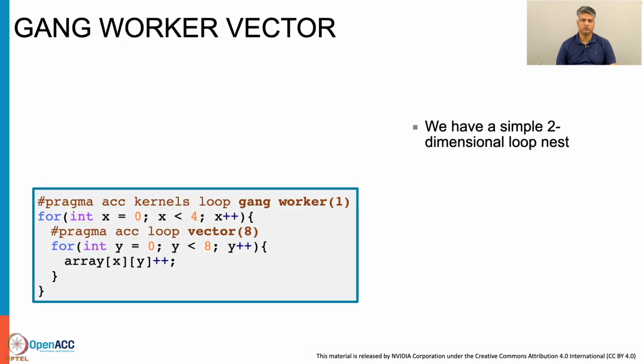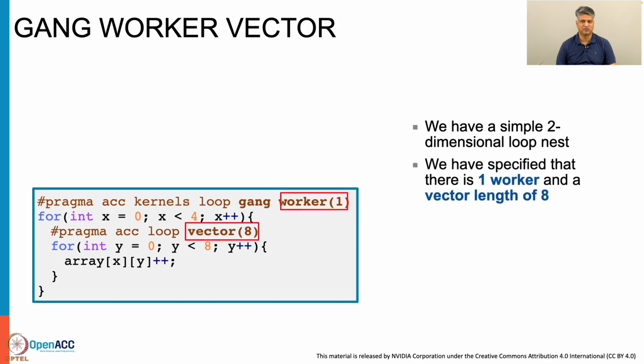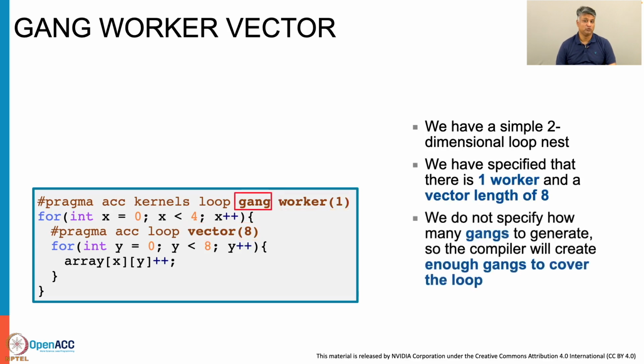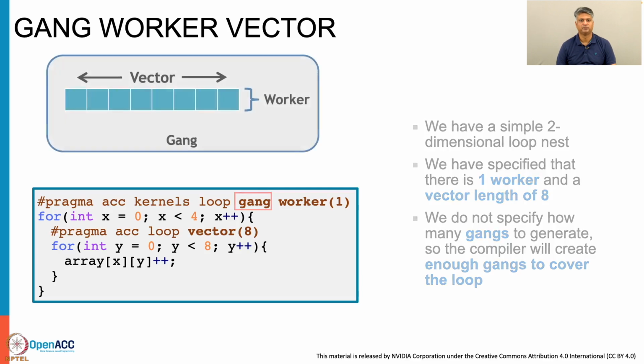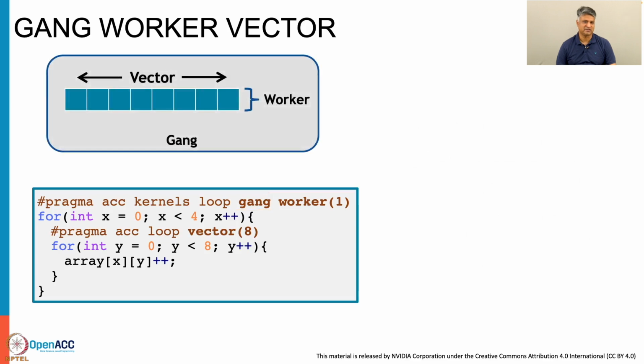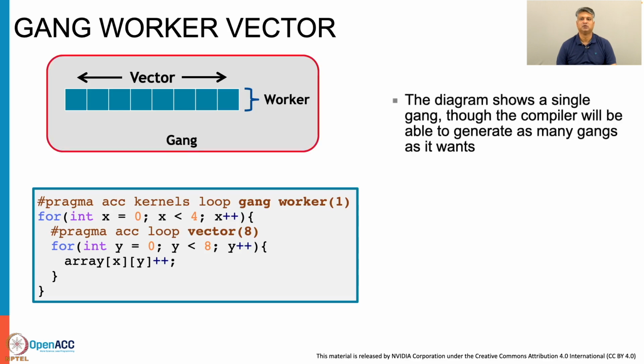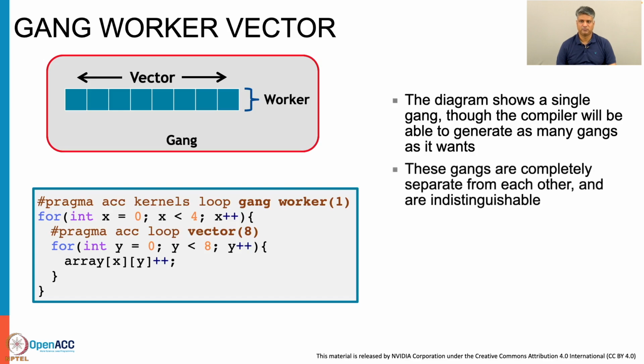So here we have a simple 2-dimensional loop nest. We have specified 1 worker with a vector length of 8. We do not specify how many gangs to generate, so the compiler will create enough gangs to cover this loop. So here what we are saying is the vector is fixed at length 8 and you'll have 1 worker per gang. The compiler will be able to generate as many gangs as it wants.